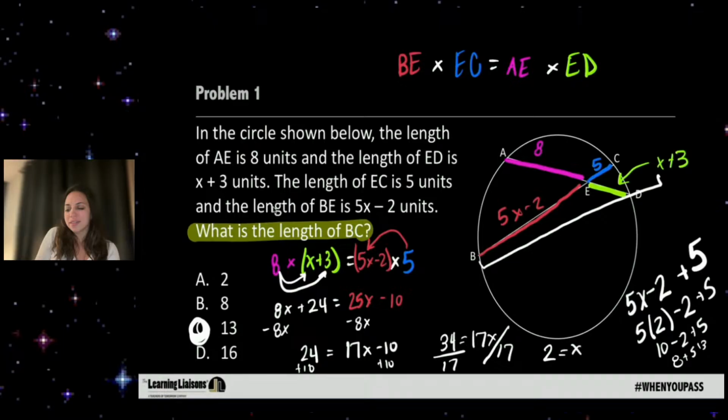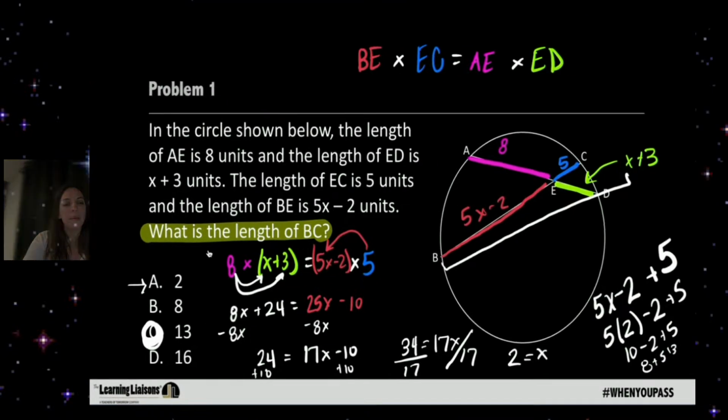But you notice they have A as a choice because they want you to solve and do all that work and then misread the question. So that's important that you recognize that. All right, let's move on to our next problem.